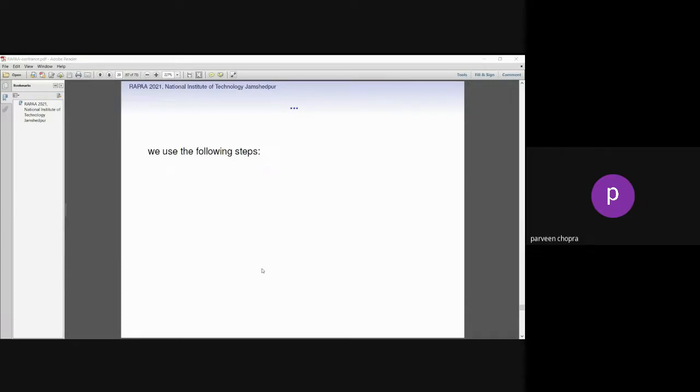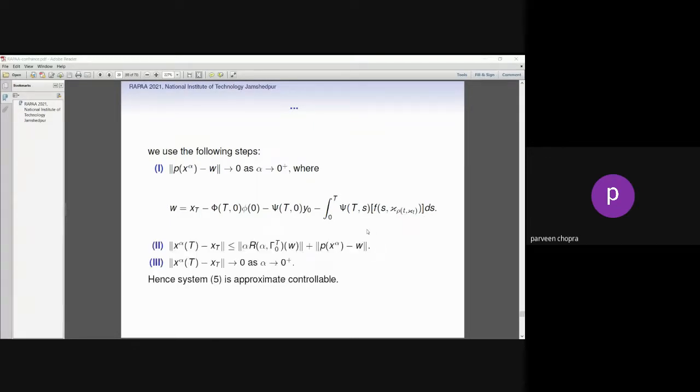In the first step, we prove that the norm of f p of x alpha minus w approaches 0 as alpha tends to 0, where w is a function written in the form x of t minus phi of t comma 0 psi 0 and minus psi of t comma 0 y 0 minus integral 0 to t psi of t comma s f of s and x rho t comma xt ds.